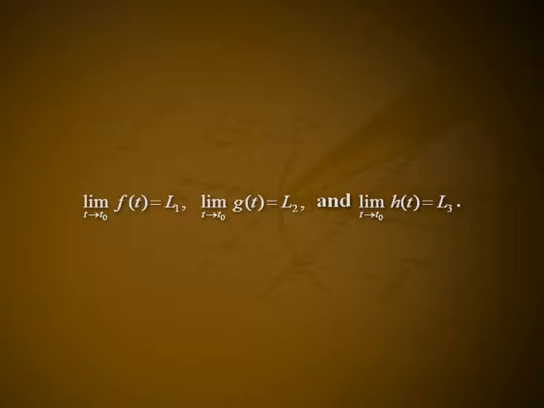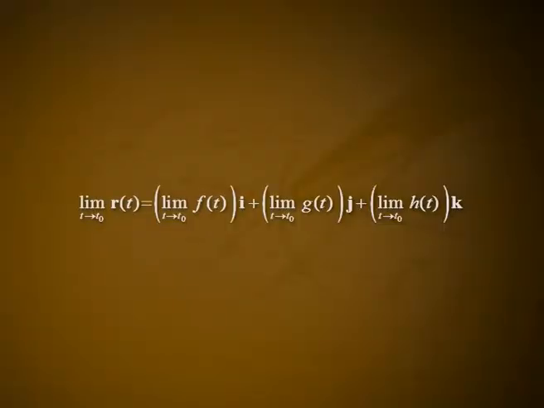If L equals L1 i plus L2 j plus L3 k, then limit t tends to t0 R(t) equals L precisely when limit t tends to t0 f(t) equals L1, limit t tends to t0 g(t) equals L2 and limit t tends to t0 h(t) equals L3. The equation limit t tends to t0 R(t) equals limit t tends to t0 f(t) times i plus limit t tends to t0 g(t) times j plus limit t tends to t0 h(t) times k provides a practical way to calculate limits of vector functions.